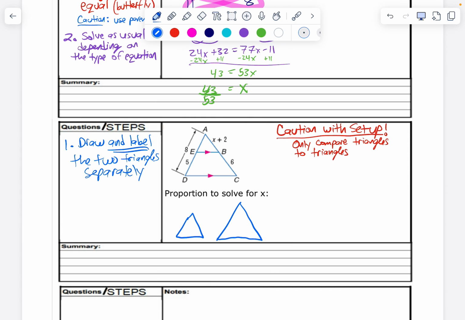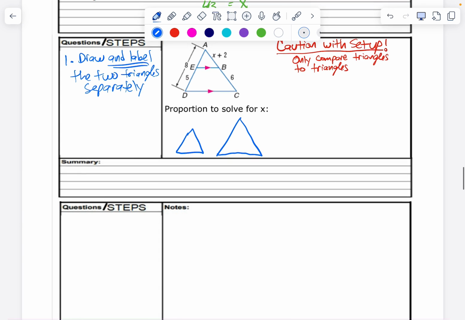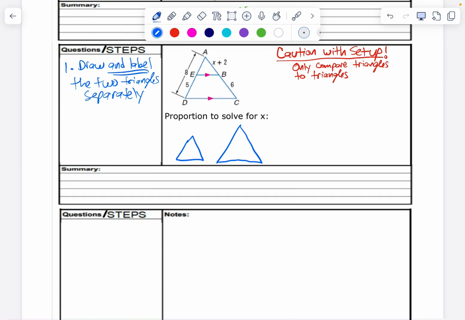What is the left side of it? When I say label, I mean with known information. What was it? 3. It's 3. Okay, so 8 minus 5 is 3. And then the right side is x plus 2. And I'm going to scoot this one over.